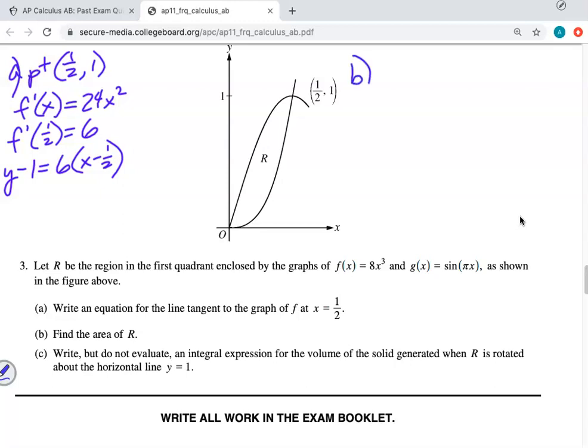Good. All right. Let's walk through it. Now, on a happy note, it looks like almost all of you got a setup correct. So that's good, right? So we are finding the area of R. So our limits are going to go 0 to 1/2.